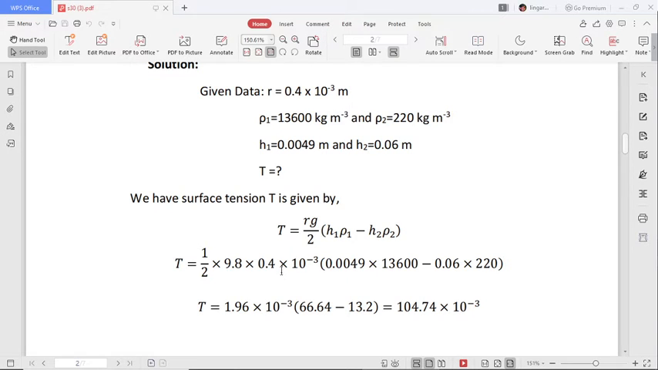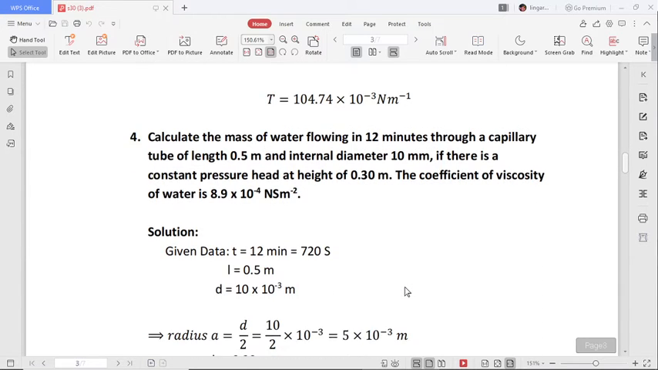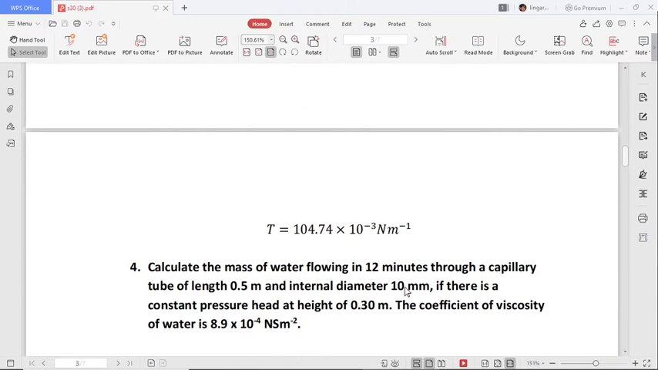9.8 G, R 0.4 minus 3, of H1 0.0049 into rho 1 13,600, minus H2 0.06 into rho 2 220. So, substituting all these things, we are getting T is equal to 1.960 minus 3 of these values. To get the subtraction of these values, we multiply, and we get 104.74 into the power minus 6. Next, the answer is this value.